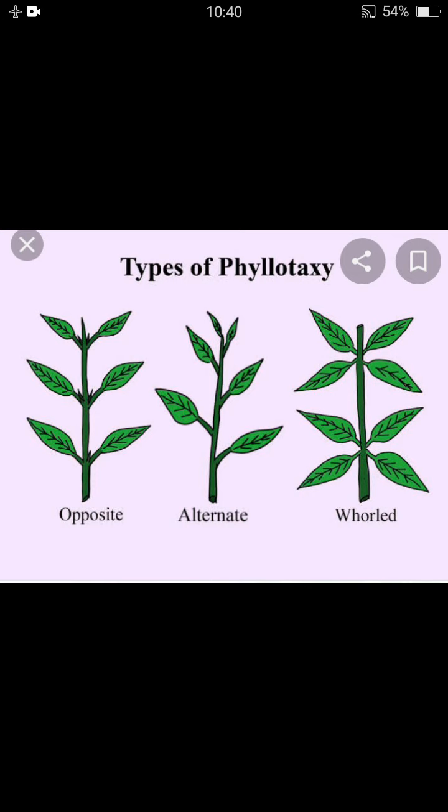If more than two leaves arise at one node and form a whorl, this type of phyllotaxy is called whorled phyllotaxy. Example: Alstonia. What is the example? Alstonia. Understood? So students, this is about phyllotaxy and types of phyllotaxy.